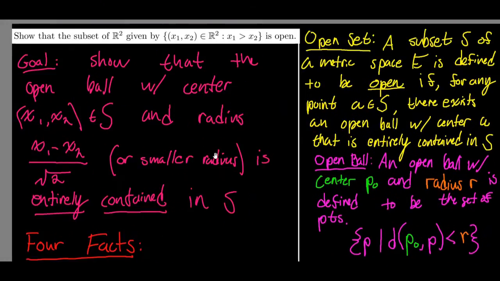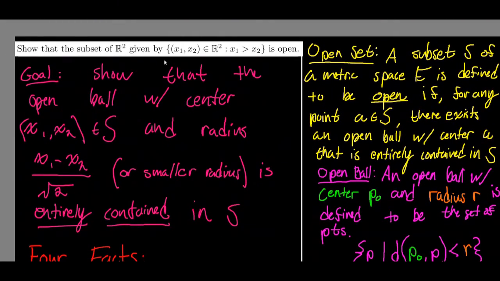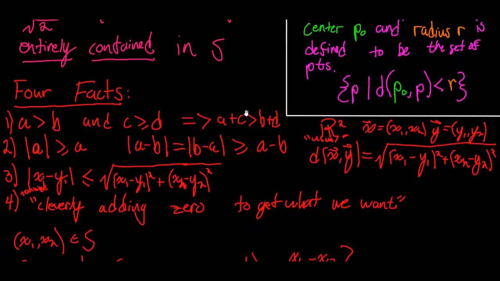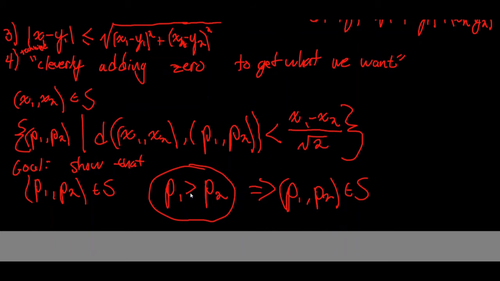Because remember, look at how S is defined. This is our set S right here. Remember, we defined it that way at the beginning. So the set S is defined as all points in R2 such that the first component is strictly greater than the second component of the two tuple. And so if we're able to show that the first component of P is strictly greater than the second component of P, where P is any point in this open ball, then we've shown that P1, P2 is in S.